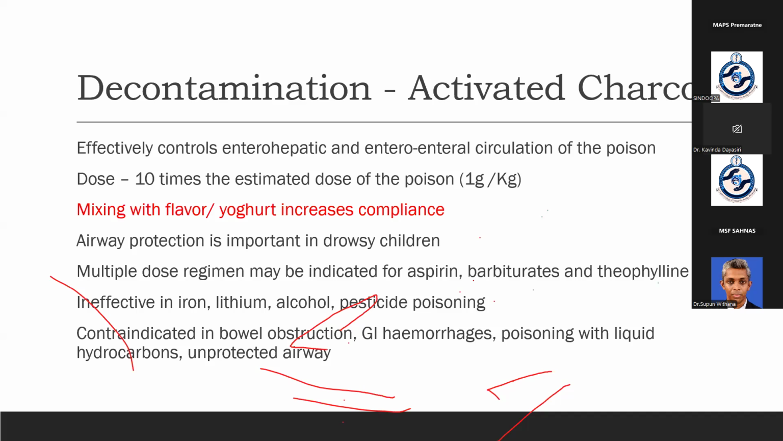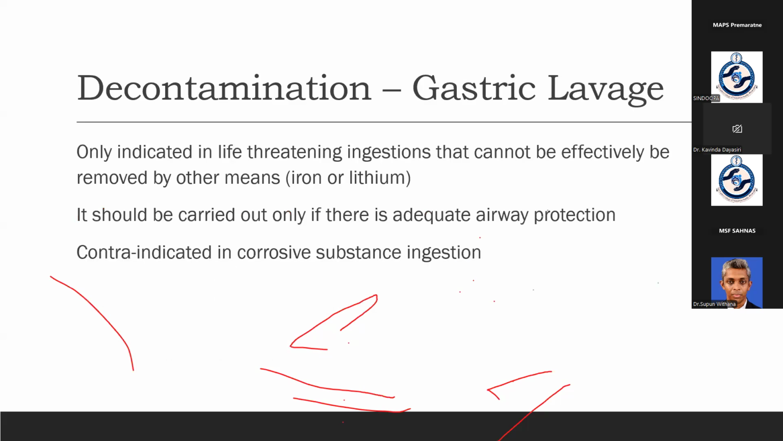And activated charcoal is contraindicated in certain instances, like bowel obstruction, GI hemorrhages, as can happen following ingestion of a very high dose of iron, that can cause GI hemorrhages. So if we administer activated charcoal to those with GI hemorrhages, that can go into peritoneum and result in a significant chemical peritonitis. So better not to administer and know that they are contraindicated.